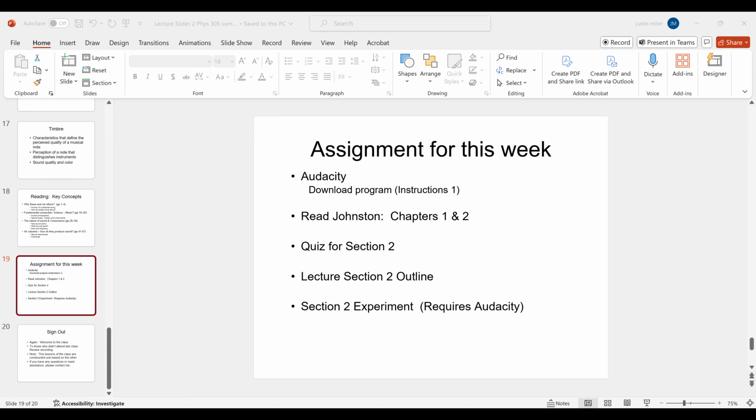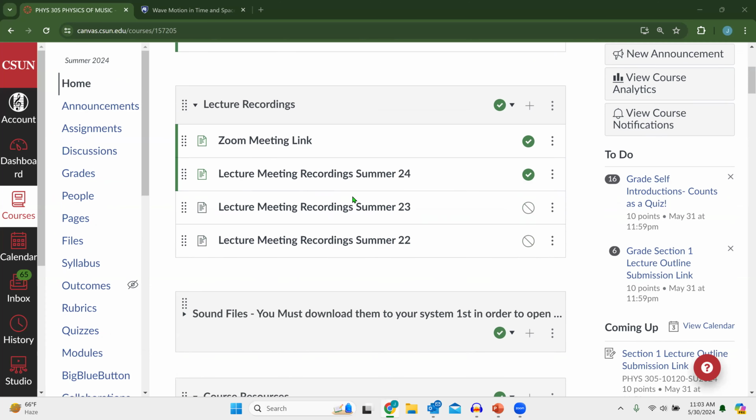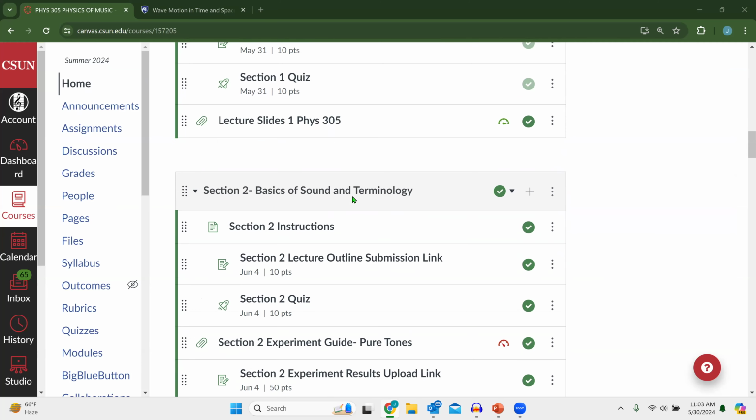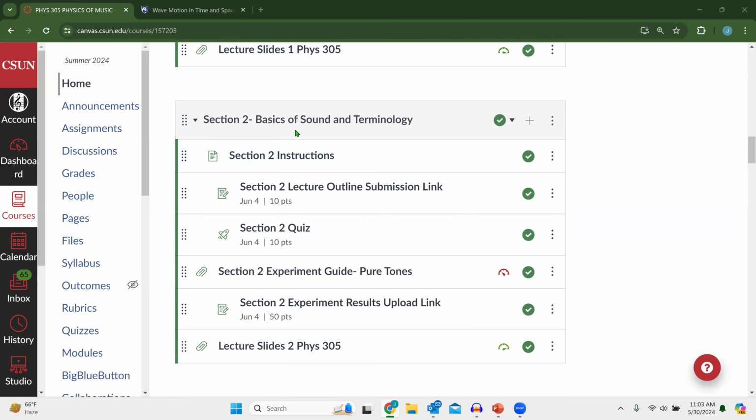So come over here. And we're going to go on down to section number 2. Right here, we've got section 2 experiment guide, pure tones. This is generally how the experiments are going to work. There's some guide that you work through, and the guide will generally ask you to note something and or to take screenshots.